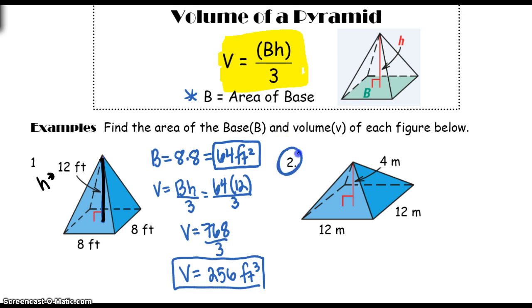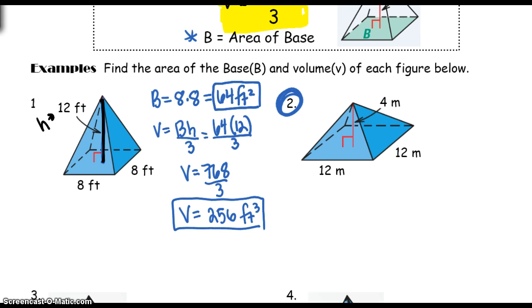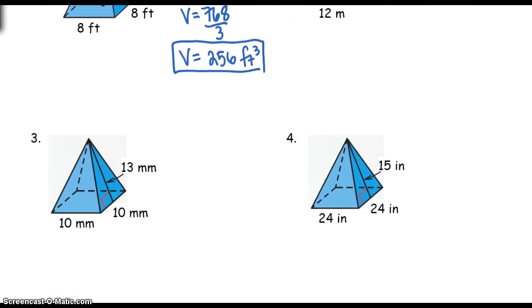All right, I would like you to do number 2 for class. It's very similar to number 1, super similar, just with different numbers. So go ahead and try number 2 and bring that one to class with you. Let's move on to number 3. On number 3, it's a little bit different, but let's start it out like we normally would. The base here is 10 by 10. And 10 times 10 is going to give us 100.